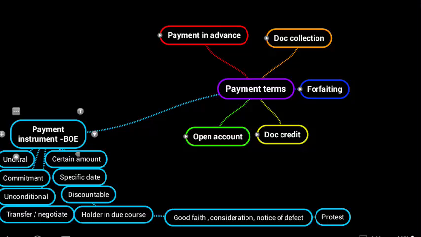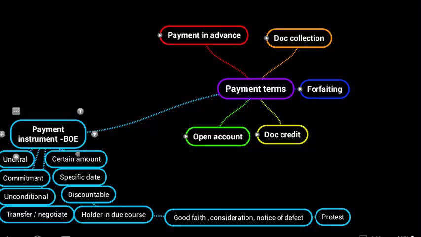What is a bill of exchange? It is a commitment. It is an unconditional commitment. It is available to be transferred or negotiated, which means it has a title which can be transferred. The transfer can be to the bearer or by endorsement and delivery. What does a bill of exchange say? It says a certain amount is payable on a specific date.